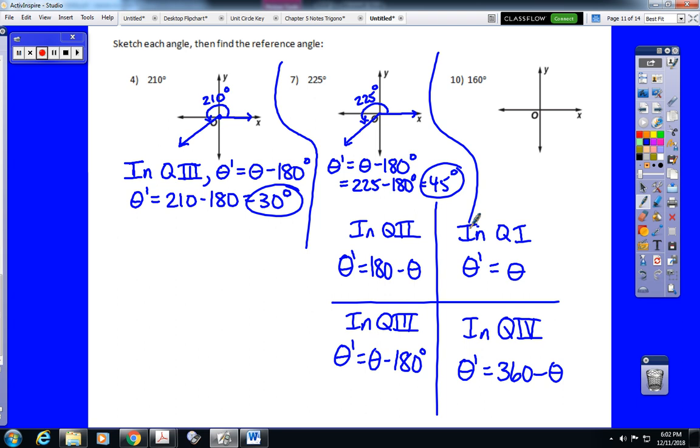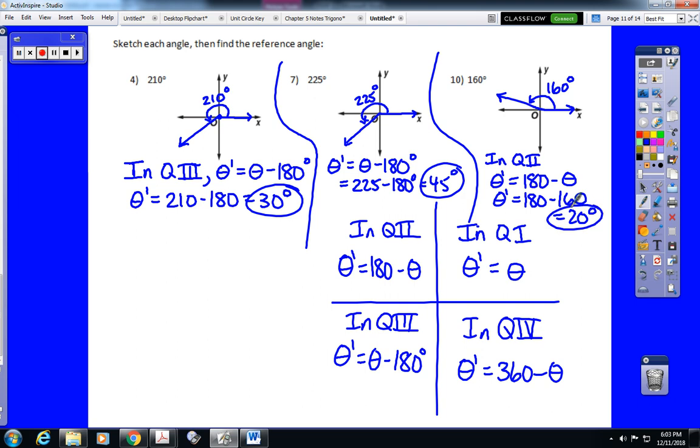Same thing for the last one. 160 degrees, though, is in quadrant 2. So we would draw an angle in quadrant 2, and the accuracy of it is unimportant as long as it's in quadrant 2, and it is labeled 160 degrees. In quadrant 2, our rule is different. The reference angle is 180 minus the angle. So in this case, the reference angle would be 180 minus 160, or 20 degrees.